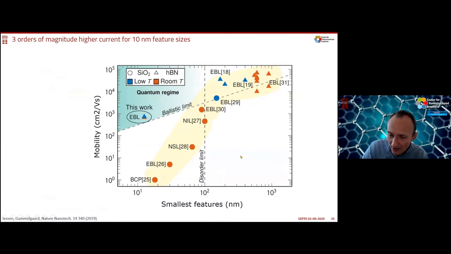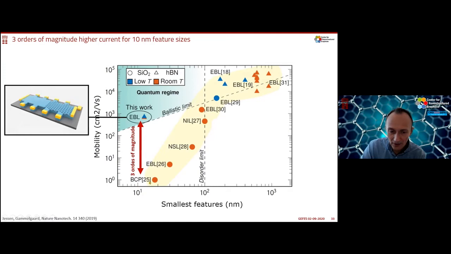When you go below 100 nanometer, the edge disorder really starts to snap off the channel and make it effectively much more narrow. So what we achieved by patterning through the boron nitride and playing for a long time with the etching was to get from this point where we usually are, block copolymer lithography, very nice looking patterns but essentially worthless, to a 3 orders of magnitude increase of the carrier mobility. So it really does make a difference.